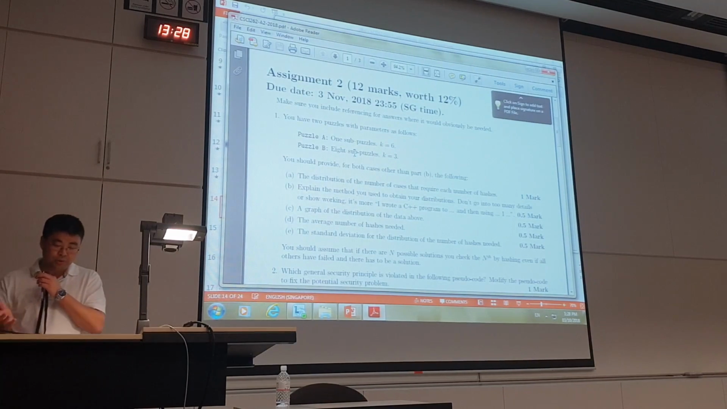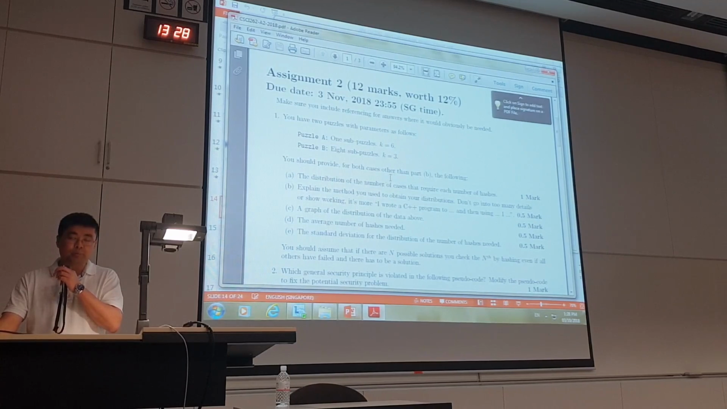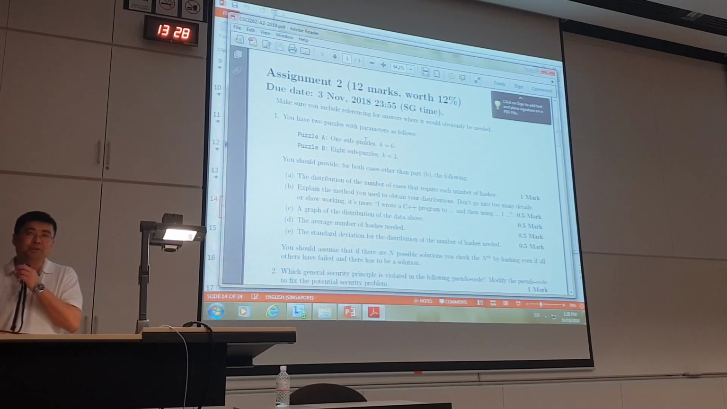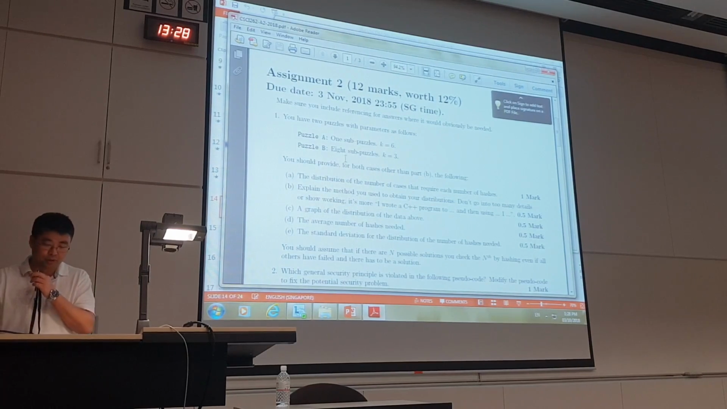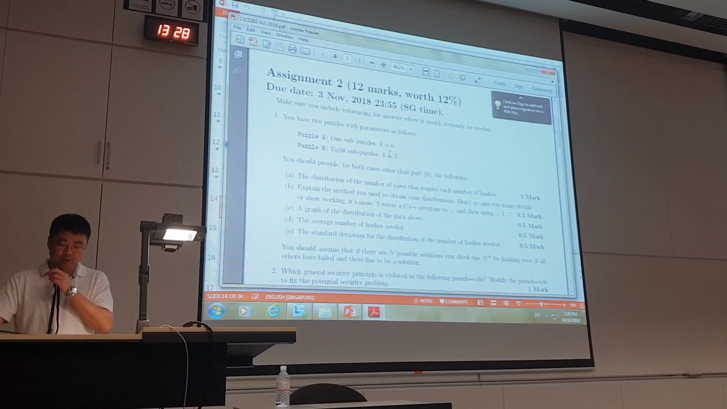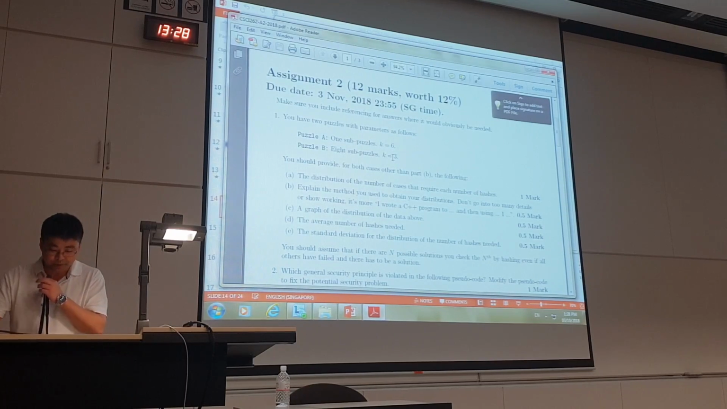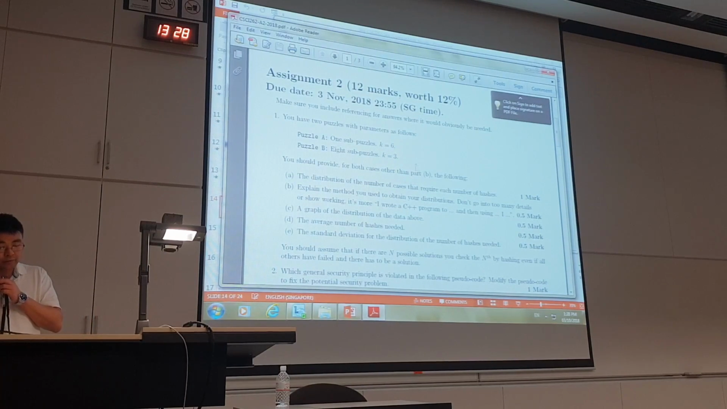So now what you need to do is to find the distribution for the number of hashes required for each puzzle. So for the first one, it's very simple, okay? You have a uniform distribution. The second one will have a normal distribution, right? Because we have 8 subpuzzles, each subpuzzle has a k equal to 3. And there are different ways to solve the problem. So one way is you can simply write a program.